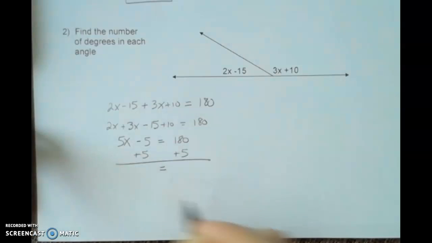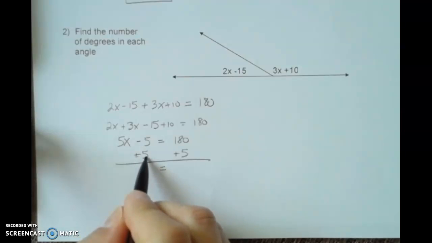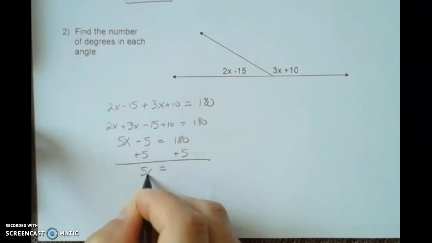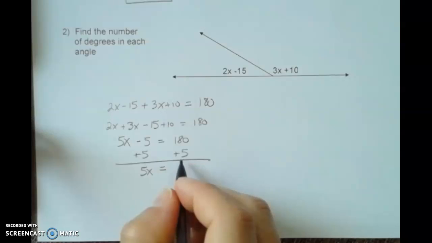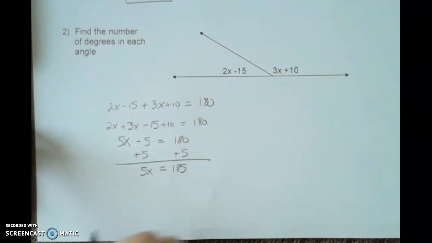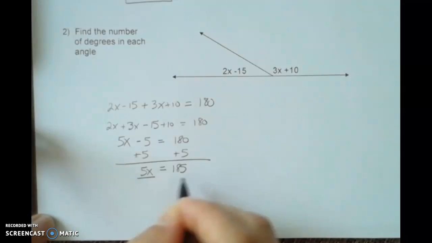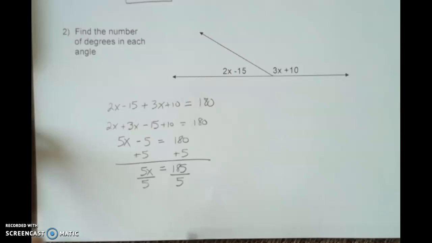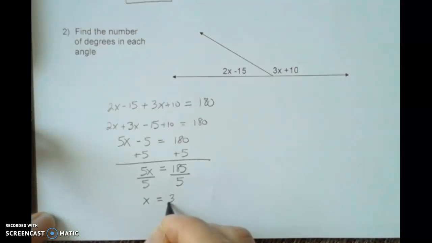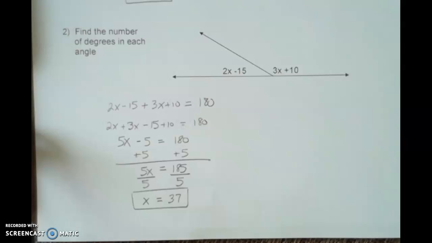On the left side of the equal sign, negative 5 plus 5 is 0, leaving us with the 5x. On the right, 180 plus 5 is 185. And now again, we don't want 5x, we want just 1x, so we'll have to divide each side by 5 to get that value. 5x divided by 5 is our 1x. 185 divided by 5 is 37. So the value of x this time is 37.